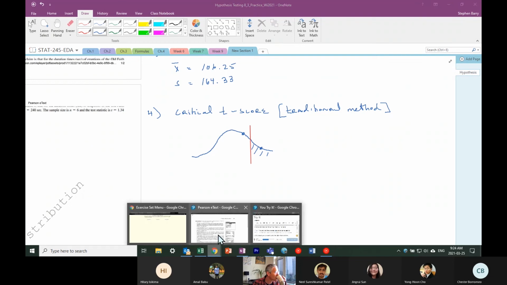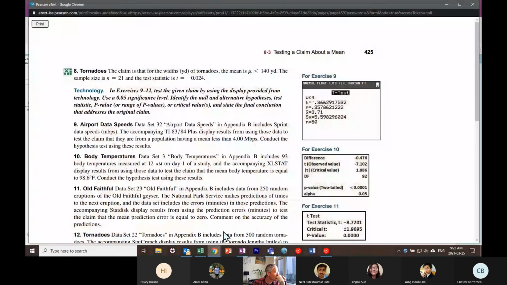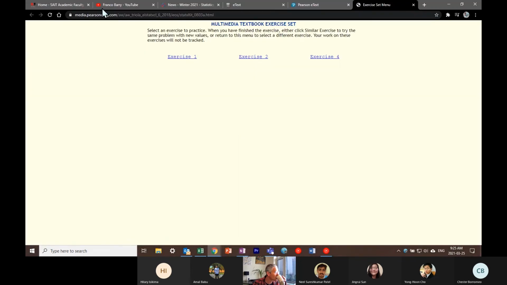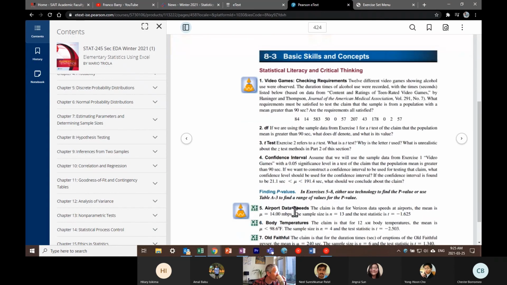Now, the other thing that you'll notice, the other reason I picked this question, the reason I like it, is because they don't actually give a critical value, right? They give you all the information. 12 video games are shown where alcohol is used. What requirements must be satisfied to test the claim? The sample is from a population with a mean greater than 90. Well, first of all, we don't really know what the alpha value is, right? We don't have a level of significance.